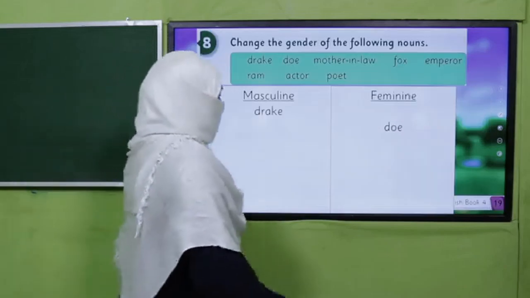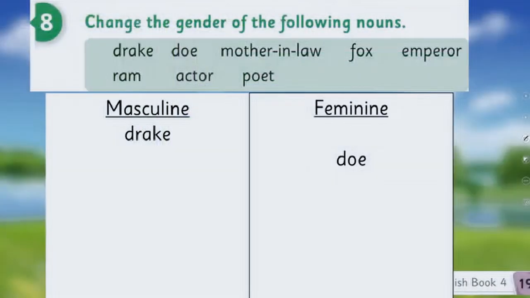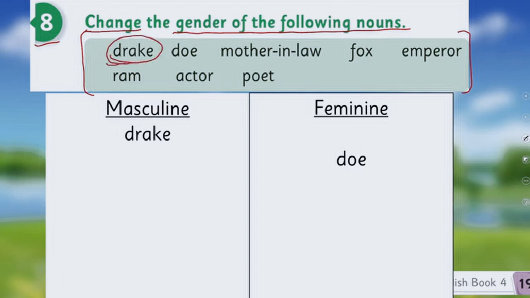All of you open your book on page number 19. It's question number 8. You are given again a word bank and you are required to change the gender of the following nouns. Before changing, you have to identify as well. You will read the noun. It's drake. Drake is masculine.